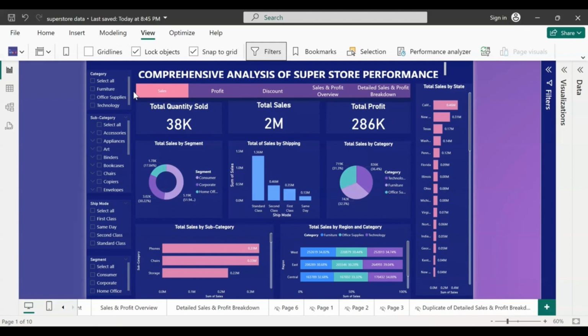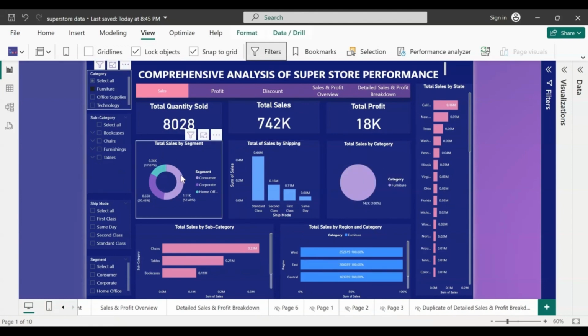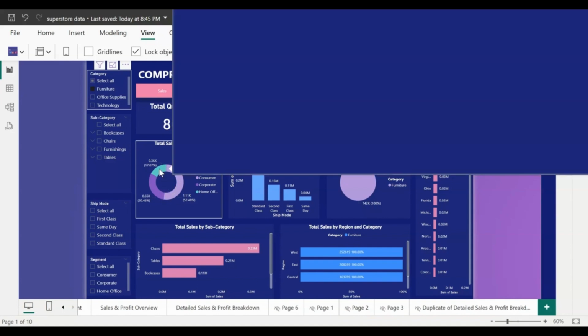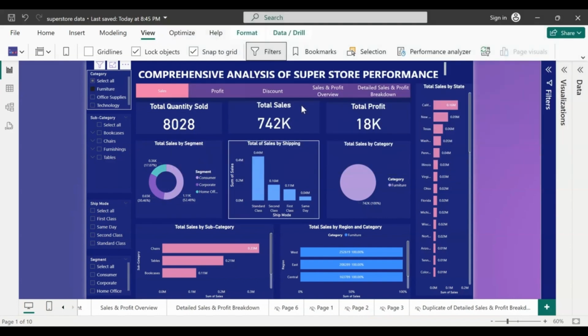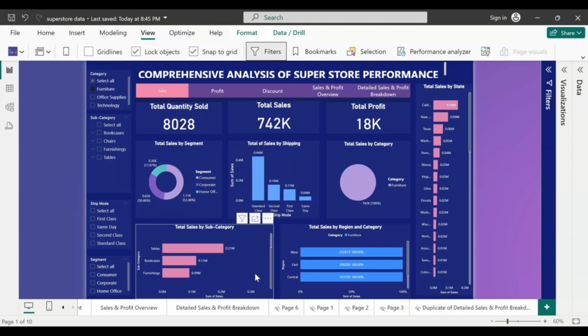So the first page of our dashboard is sales. Here every chart is being created by using sales. So as I said already, while checking with the furniture, we could see the consumer are the top buyer and home office are the third or the least. Then in furnitures, we could see chairs are the first selling product and furnishing is the least one. And in the region-wise, we could find west is the top one and south has the least value. And same day delivery has the least value for furniture as compared to standard class, which has the highest value.